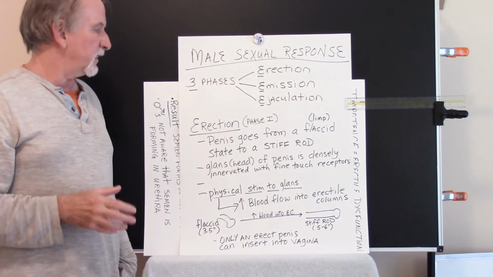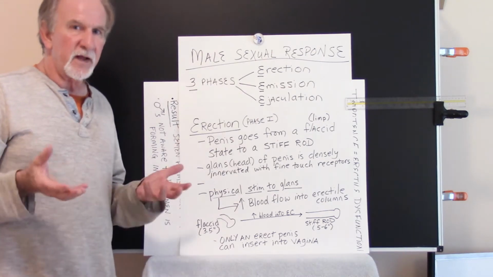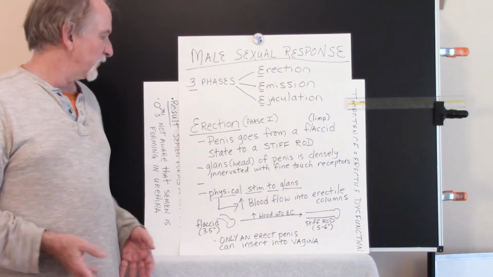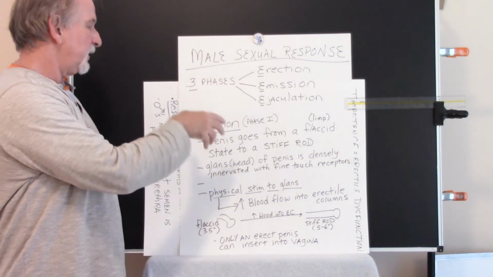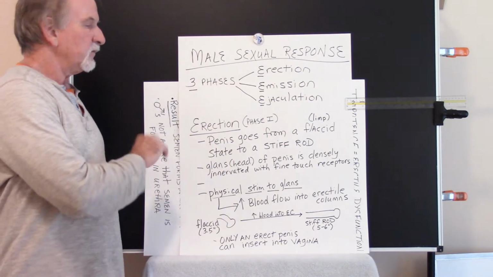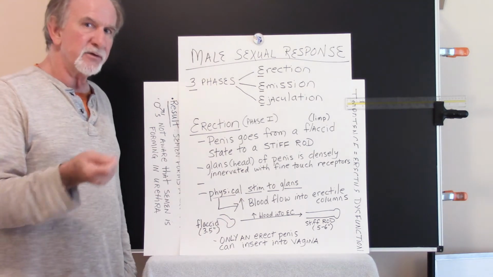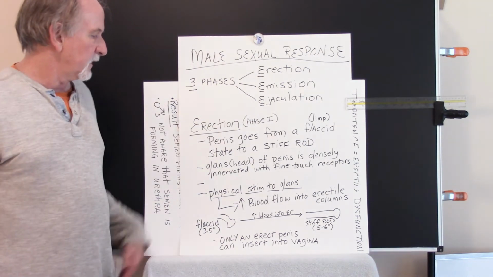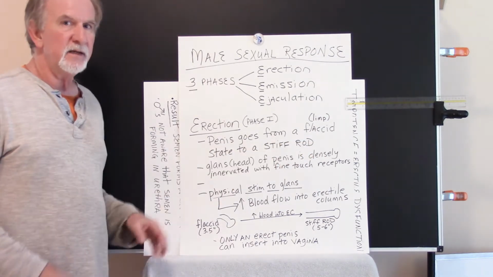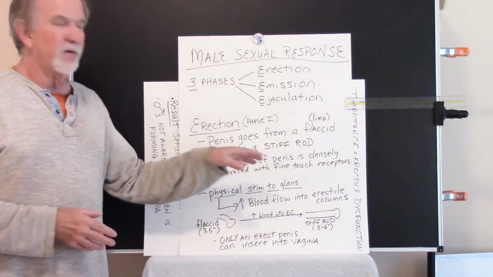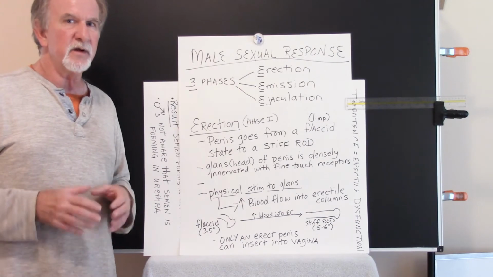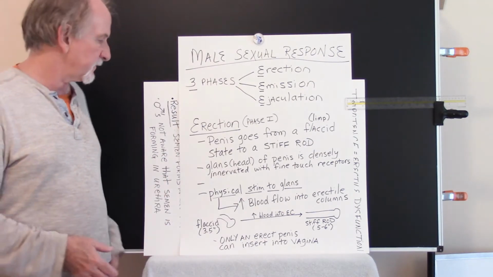So the penis of a guy is generally flaccid, where the term flaccid means limp, like a wet spaghetti noodle. And the penis must go from a flaccid or limp state to a stiff rod. That transformation is called an erection. It turns out that the glans or head of the penis is densely innervated with fine touch receptors, and that means the head of the penis is very, very sensitive to touch.